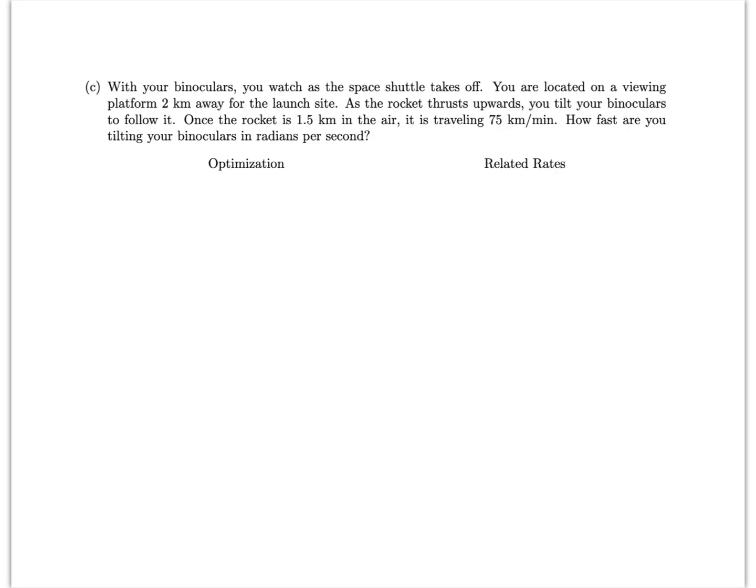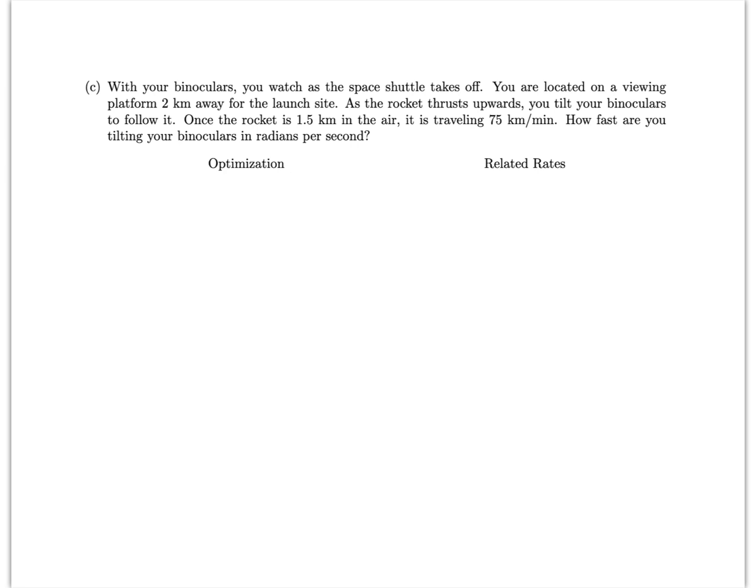With your binoculars, you watch as the space shuttle takes off. You are located on a viewing platform 2 kilometers away from the launch site. As the rocket thrusts upward, you tilt your binoculars to follow it, and once the rocket is 1.5 kilometers in the air, it is traveling 75 kilometers per minute. How fast are you tilting your binoculars in radians per second?